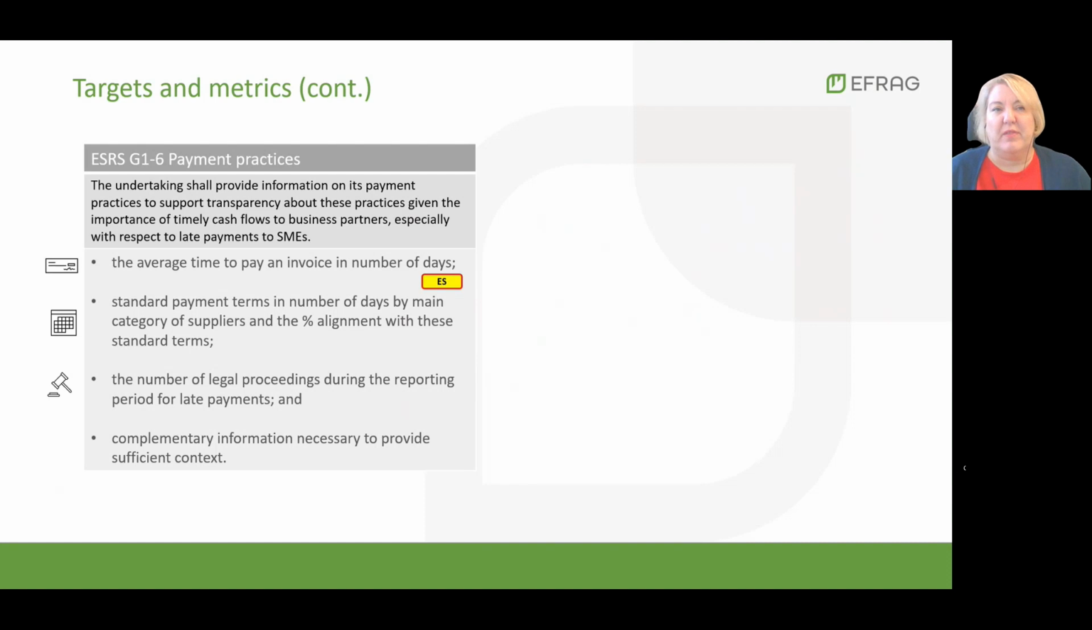So this is the end of our more detailed session on draft G1 on business conduct. As I mentioned in the slides, we have some further information about changes from the exposure drafts. You might find that useful if you followed our standard setting process very closely.